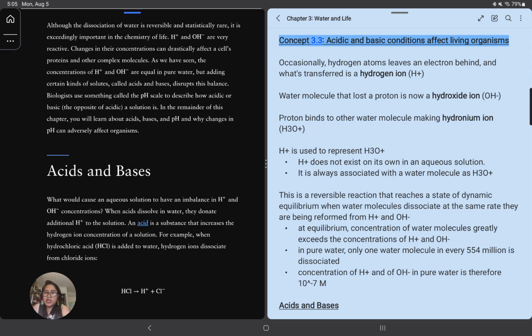Biologists use something called the pH scale to describe how acidic or basic, the opposite of acidic, a solution is. In the remainder of this chapter, you will learn about acids, bases, and pH, and why changes in pH can adversely affect organisms.